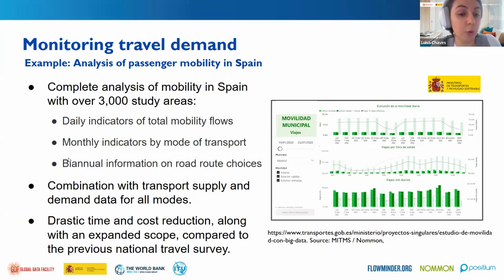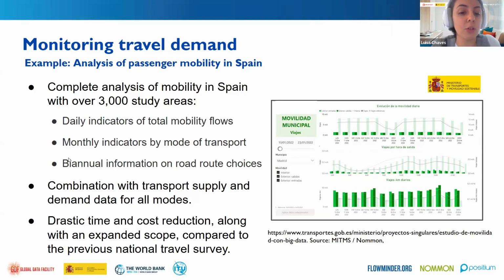Key outputs included daily indicators of total mobility flows generated with only a 3-day delay, and integration with transport supply and demand data across all modes. This means ferry systems and train systems as well, to generate monthly indicators by transport mode for interurban trips and for the cities of Madrid and Valencia, and biannual information on route choice modes using map matching techniques.